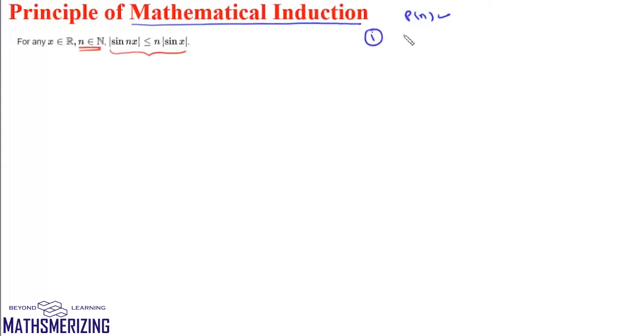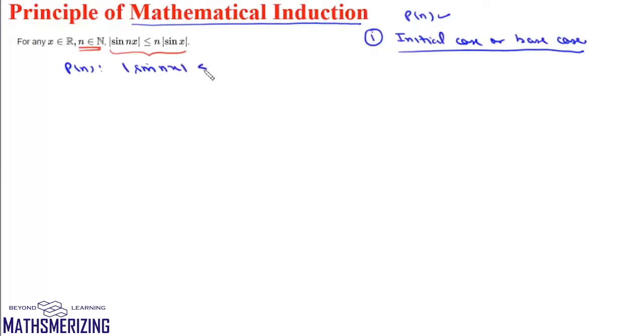Step 1, which is called the initial case or the base case. That is, we'll prove it for the very initial value or the very first value for this Pn. Now say for example in this question, we are given this statement Pn as mod sine nx is less than or equal to n mod sine x.